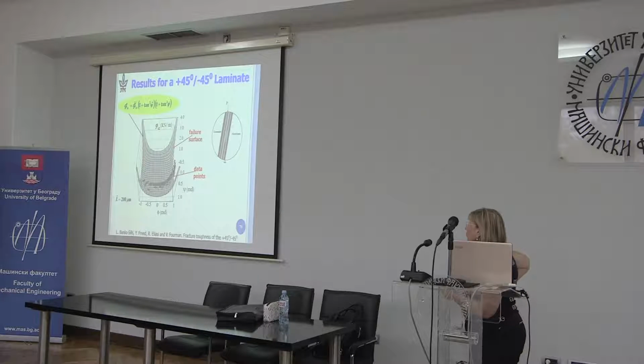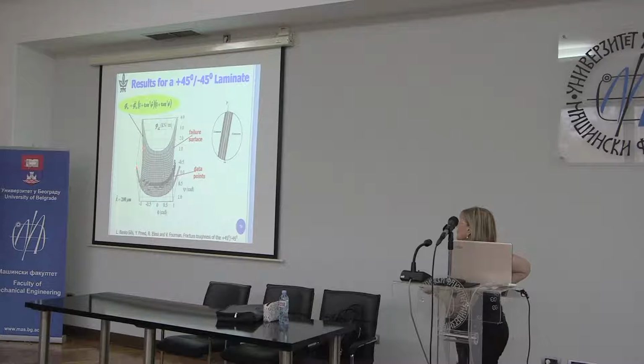And we did the same thing with the plus 45, minus 45, but now we have a three-dimensional failure surface. Okay, so this is our failure curve, a failure surface. These are our data points as a function of G1C. Here you can see it's kilonewtons per meter. This is 4 kilonewtons per meter.